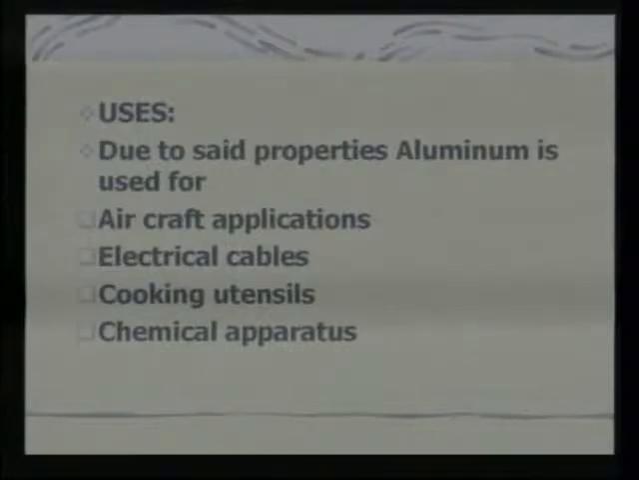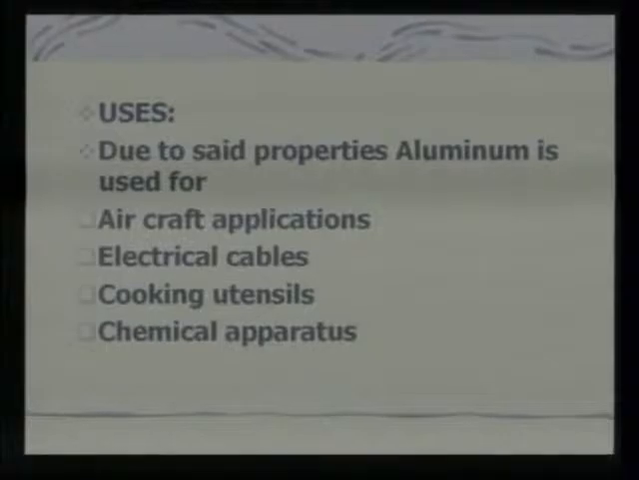Aluminium is used for the following purposes. Due to said properties, aluminium is used for aircraft applications, that is aircraft wings and other components, electrical cables, cooking utensils, chemical apparatus due to good corrosion resistance.